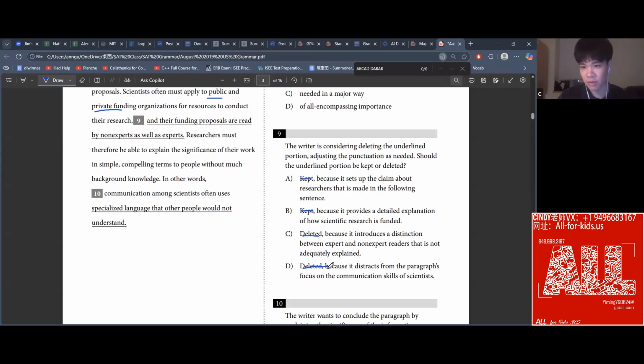These questions don't exist anymore, but this is just how you'll solve them. You ignore the first word and you just look at the reasons. It sets up the claim the researcher has made in the following sentence: "Researchers must therefore explain the significance of their work to people without much background knowledge." That does kind of make sense, right? As rare as it sounds.